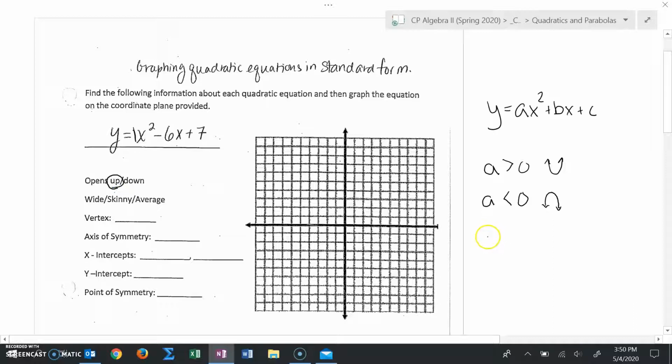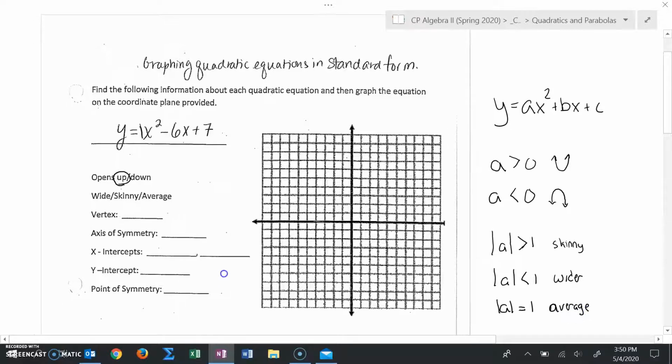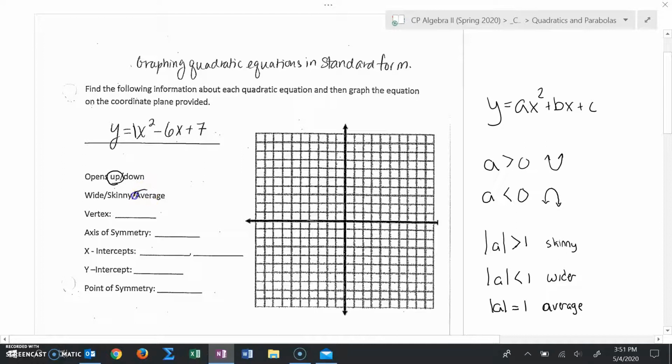And then also, just like with the vertex form, if the absolute value of a, disregarding the positive or negative, is bigger than 1, then you have a skinny parabola. If the value of a, disregarding the sign, is less than 1, then you have a wider parabola. And if it is equal to 1, then you just have your average width parabola. So again, going to our example, since a is 1, it's the average width.